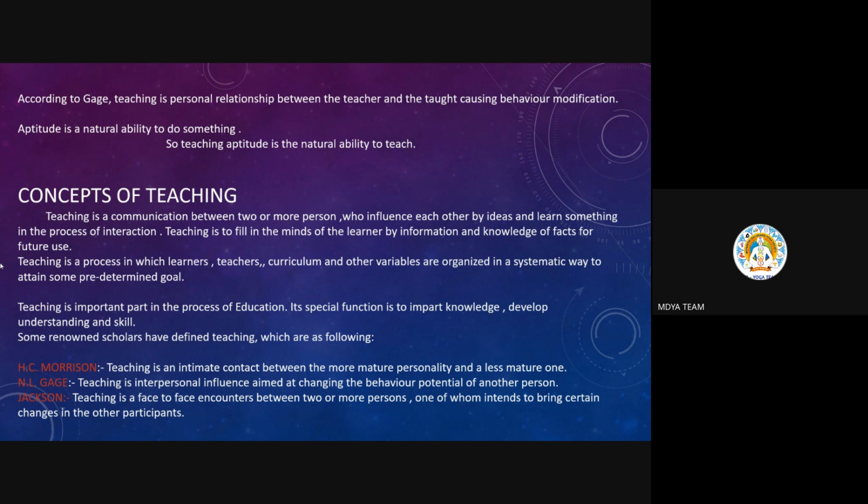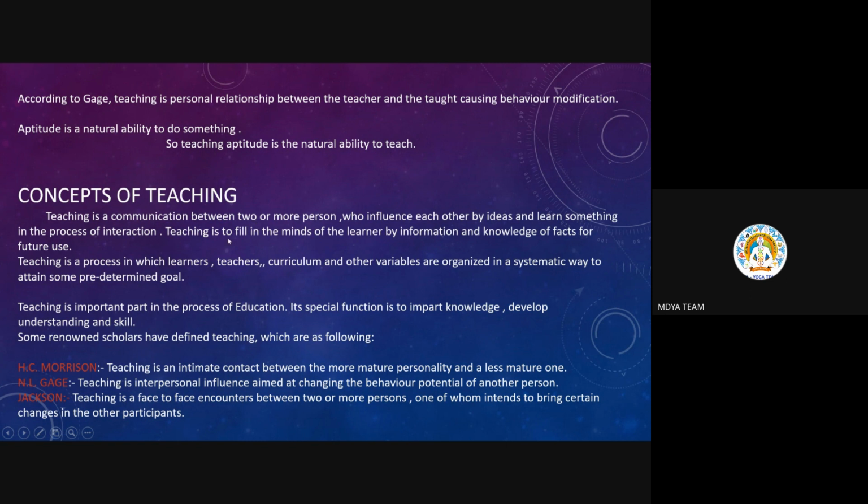Now, what is the concept of teaching? Teaching is a communication between two or more people who influence each other by ideas and learn something in the process of interaction. So in teaching, there are always two or more people. With one person, there is no teaching. There is only learning, that is only by self.